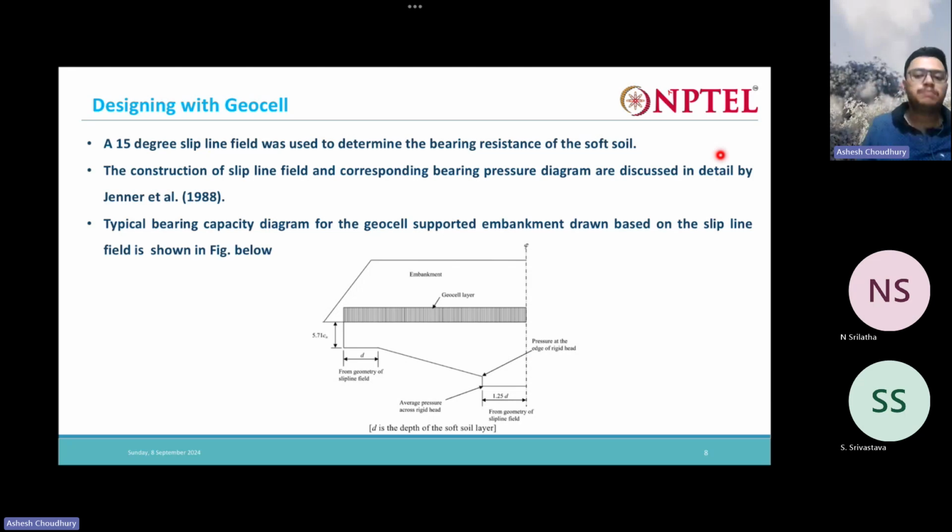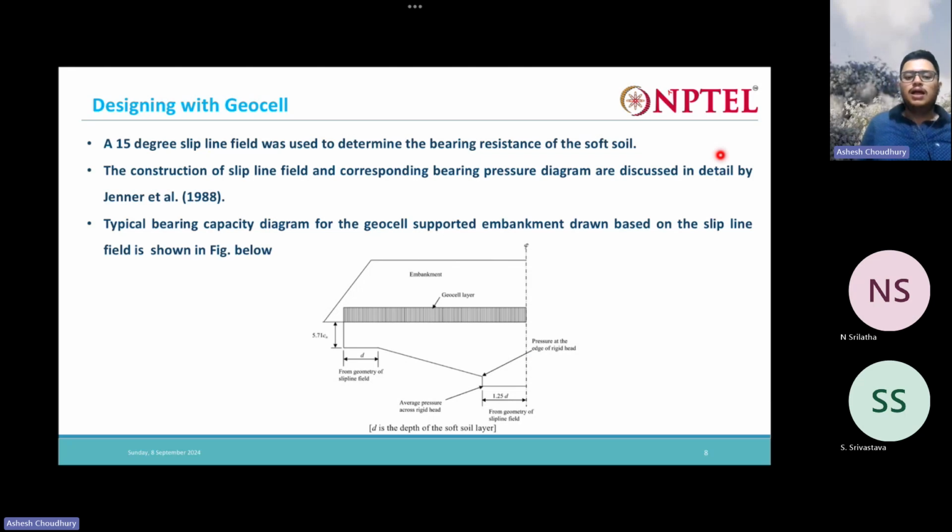It is described very nicely in this paper by Jenner et al., 1998. So I suggest that you go through this paper. Very clearly everything is given there, how this slip line method is enforced in our scenario.